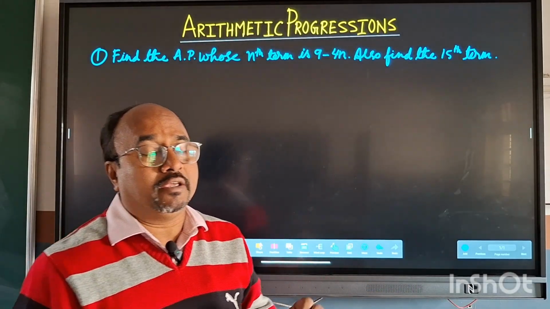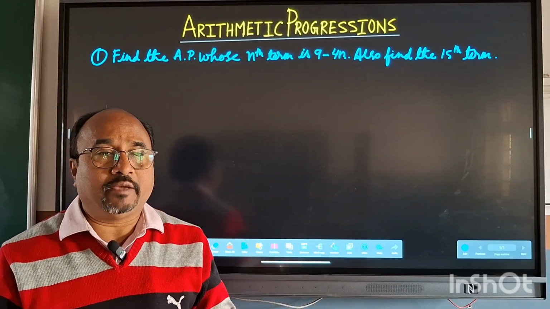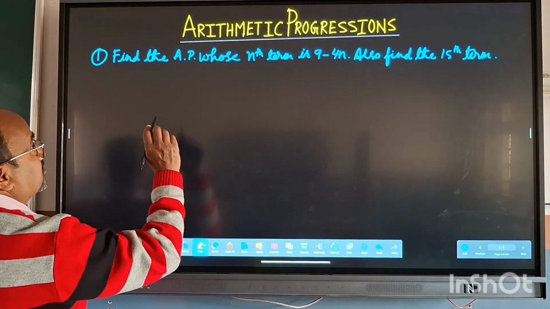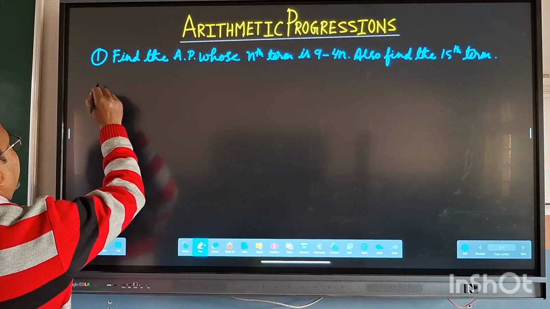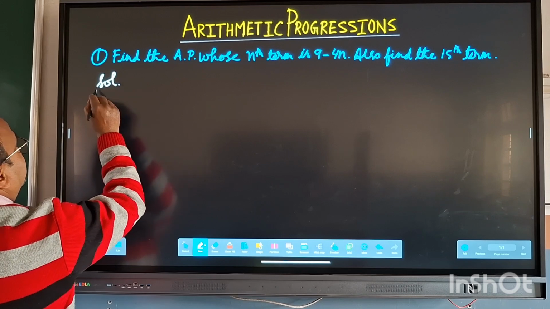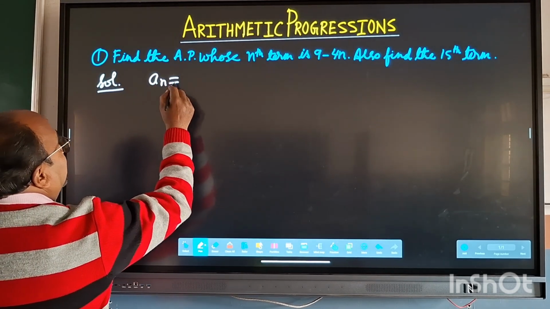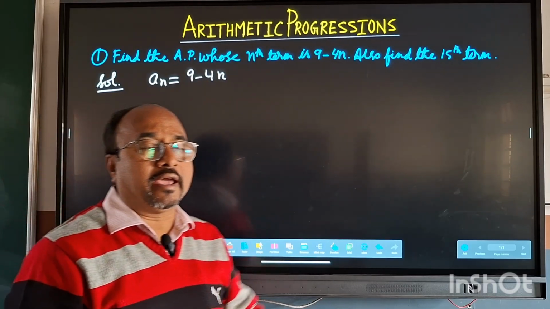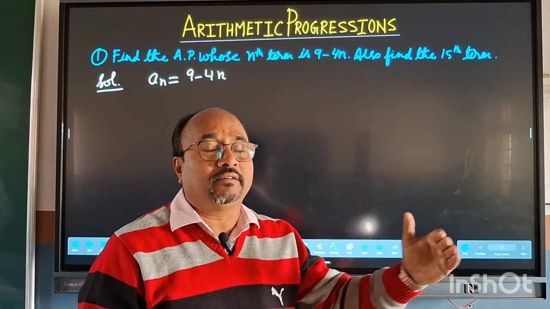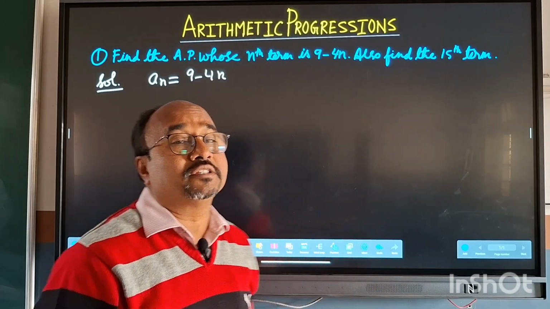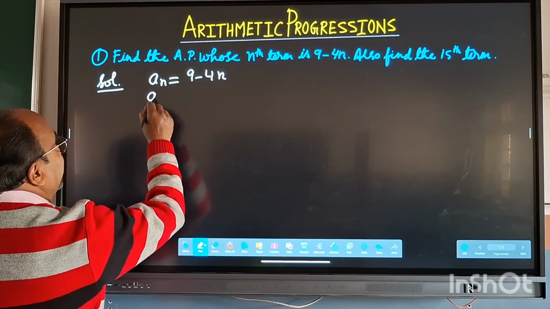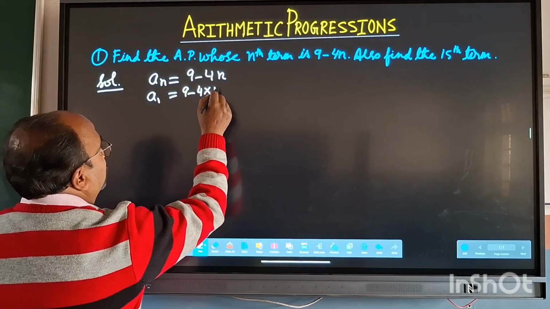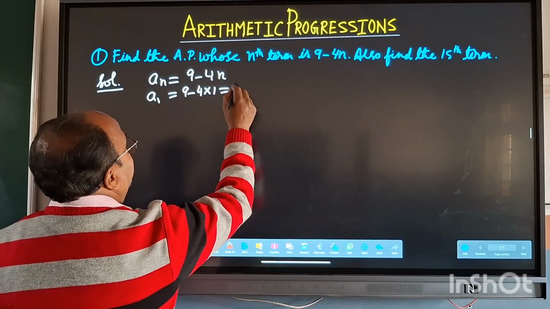So we have to find the AP, where the AP is given in a general way as the nth term is 9 minus 4n. So I will be writing here an is equal to 9 minus 4n. If I have to find the AP, I need to find the first, second, third term and then write it and show that the common difference is coming the same. So I will write A1. I have replaced n with 1, so it becomes 9 minus 4 into 1. 9 minus 4 will give me 5.